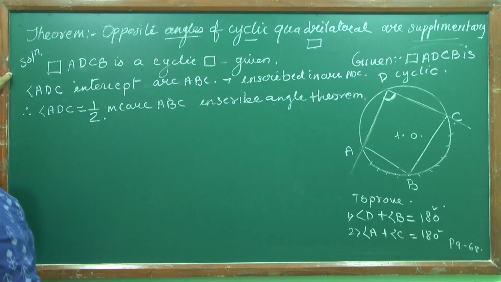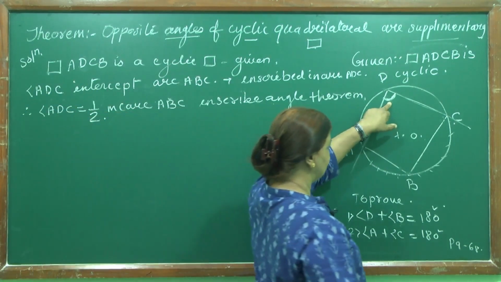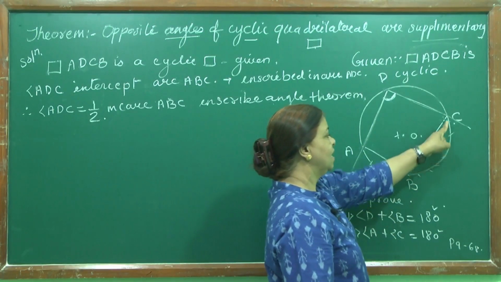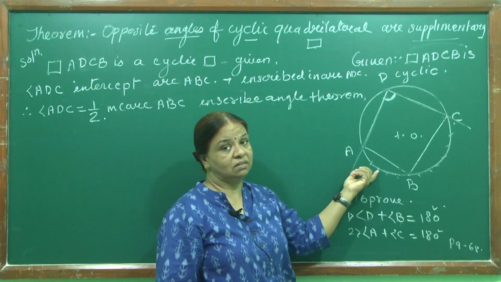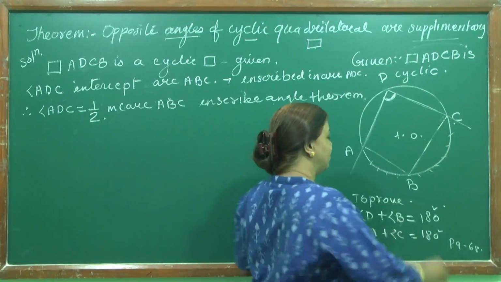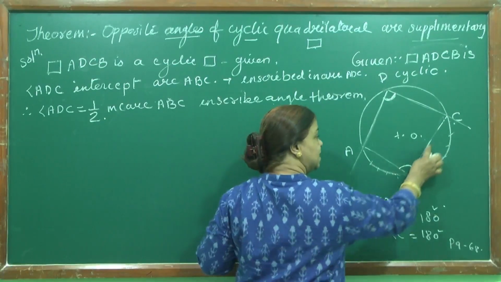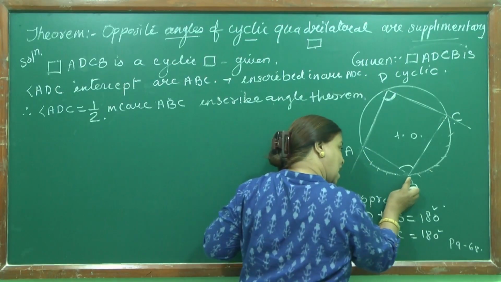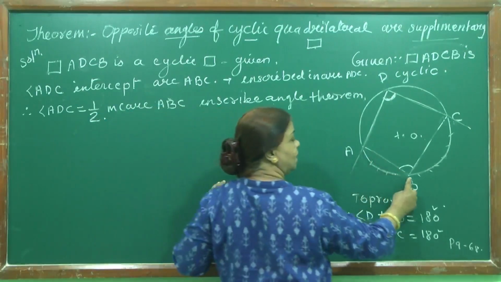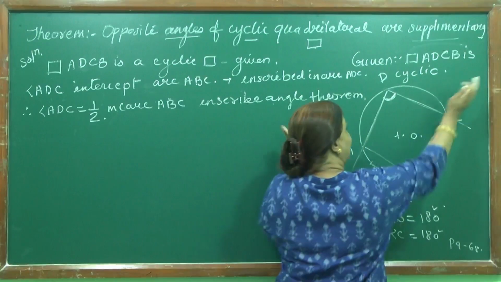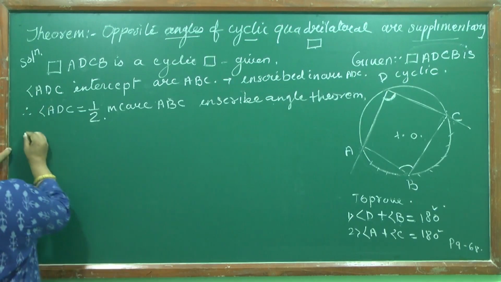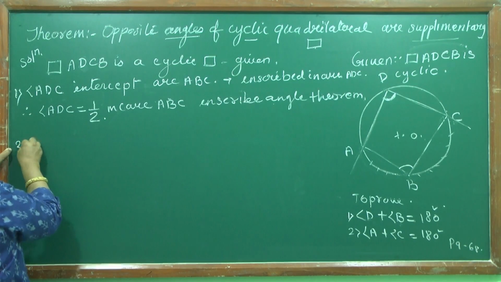Now secondly, we are done with angle ADC. Now we will go for angle ABC. Angle ABC is inscribed in which arc? See how my fingers are moving. Angle ABC is inscribed in arc ABC. Yes, but angle ABC is intercepting which arc? ADC. Clear? So, this is the first point, this is the second point.